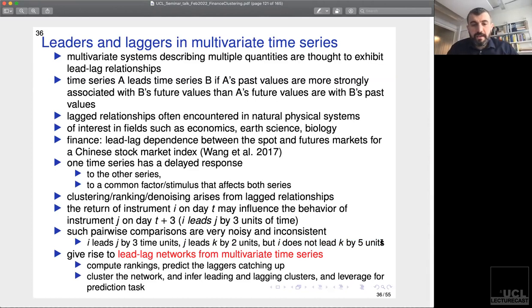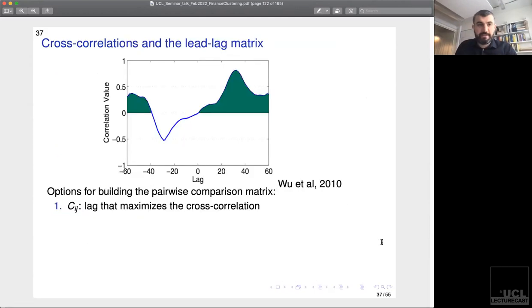Okay, so we have these lead-lag networks that arise from multivariate time series. There are two approaches to leveraging them. We either compute rankings from these networks and make a prediction in terms of the laggers catching up to the leaders, or we cluster the network, infer leading and lagging clusters, and try to leverage them for some sort of prediction task. So the question is, how do we build a network?